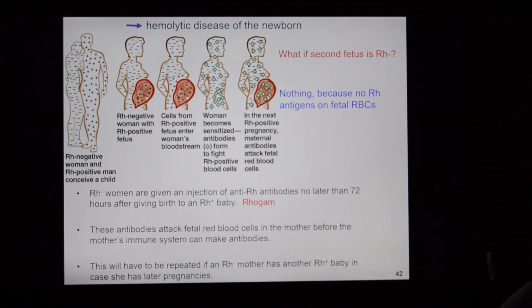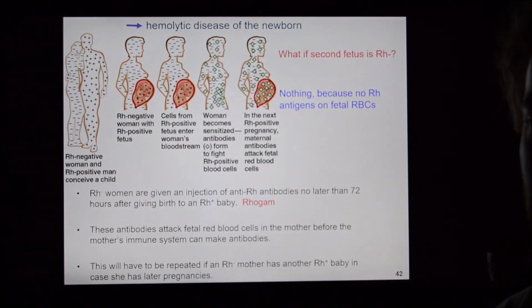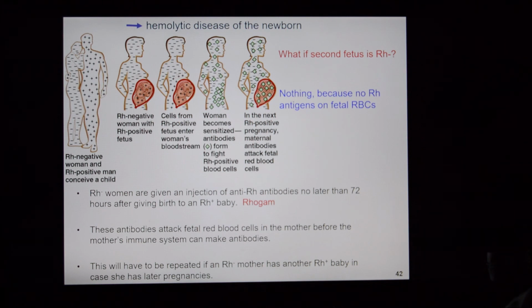What that means is that she can have another baby, and that baby will not have hemolytic disease. Because her immune system remains what we call naive to rhesus-positive blood. That's a genius idea. Whoever came up with this is super smart.